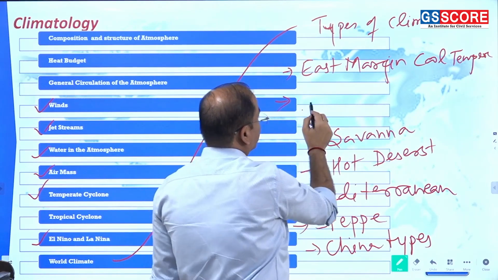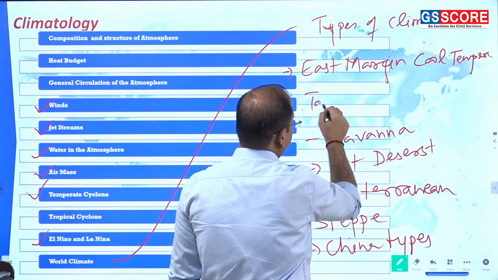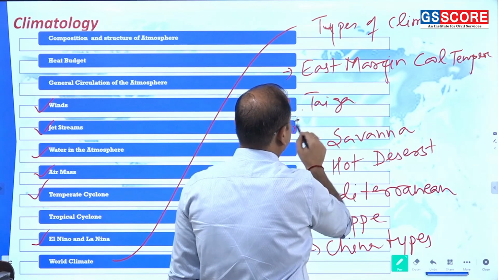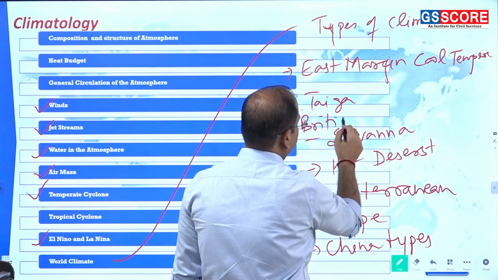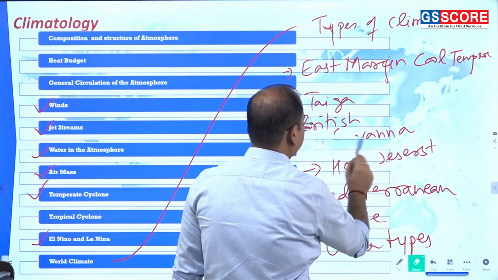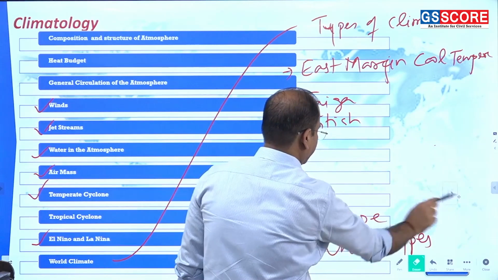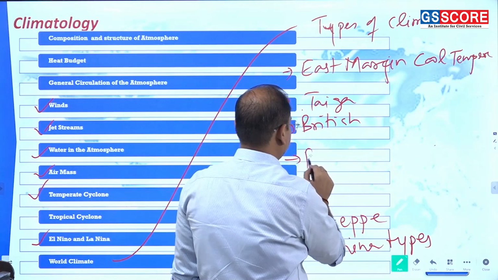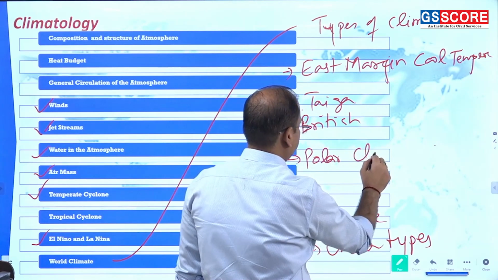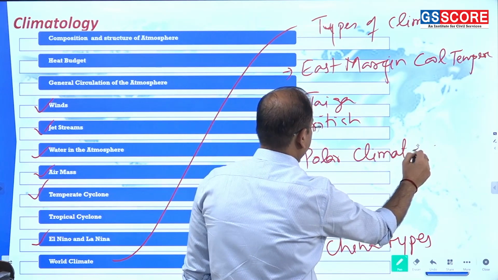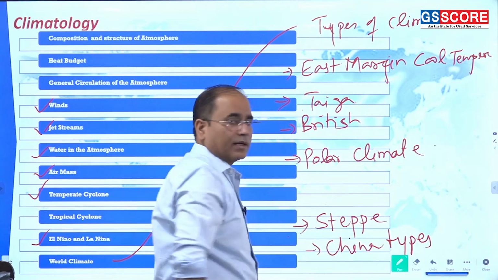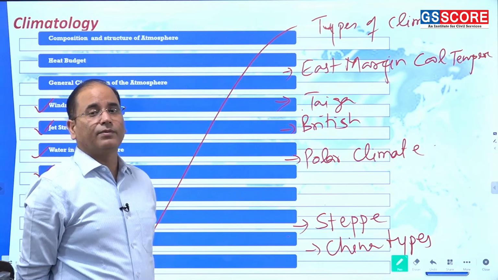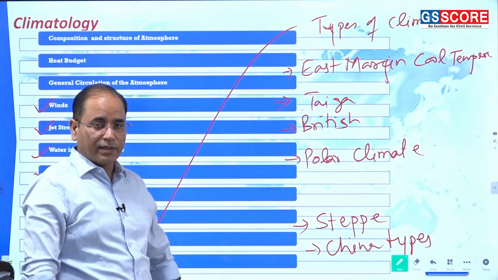Then also you are supposed to study about the Siberian climate, which is also known as taiga climate, British climate, and in the end we have the polar climate. So British climate, polar climate. So these are the different types of climate that you are supposed to study, their features.